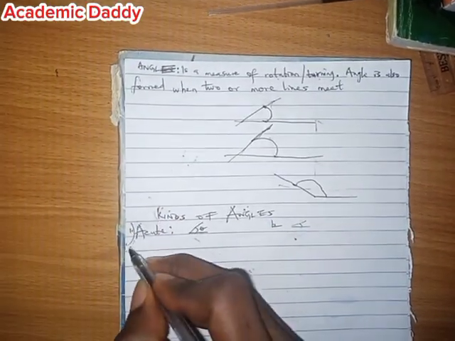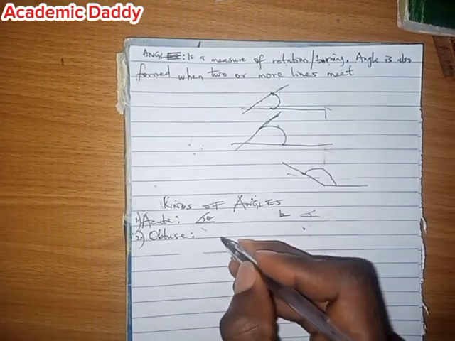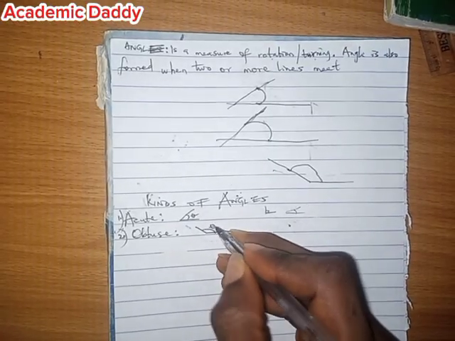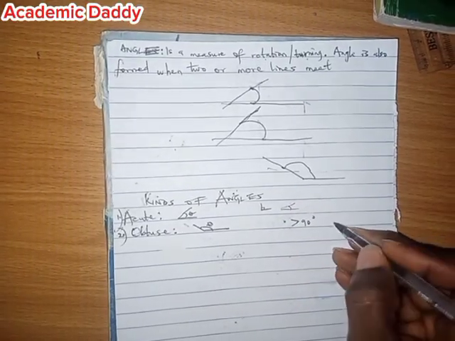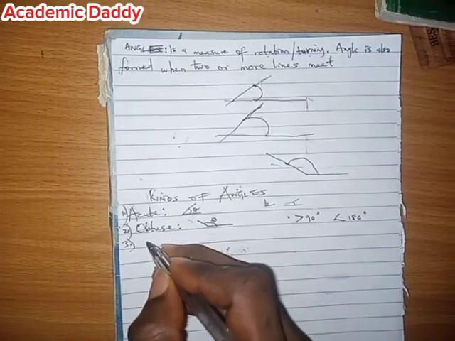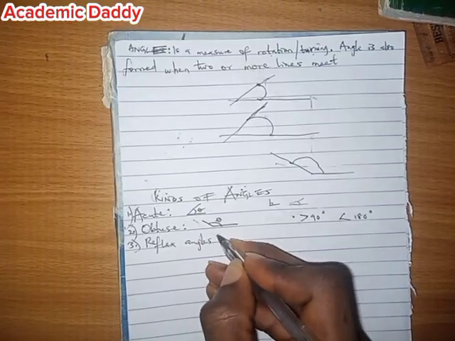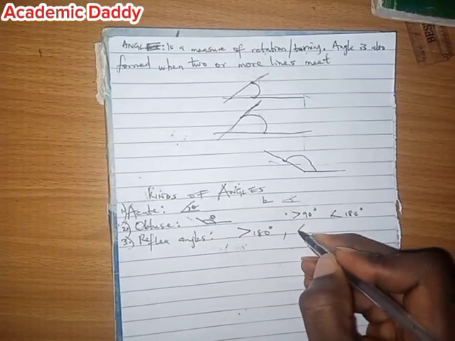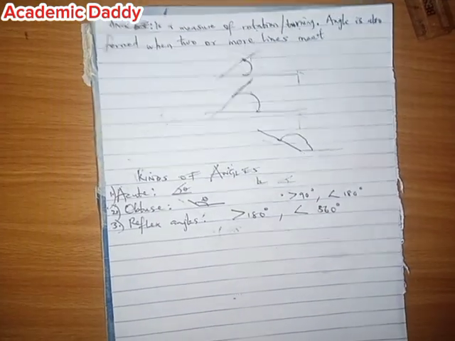The second type of angle is what we call obtuse angle. Any angle greater than 90 but less than 180 is called obtuse. Number 3, reflex angles. Any angle greater than 180 degrees, less than 360 degrees is called a reflex angle.